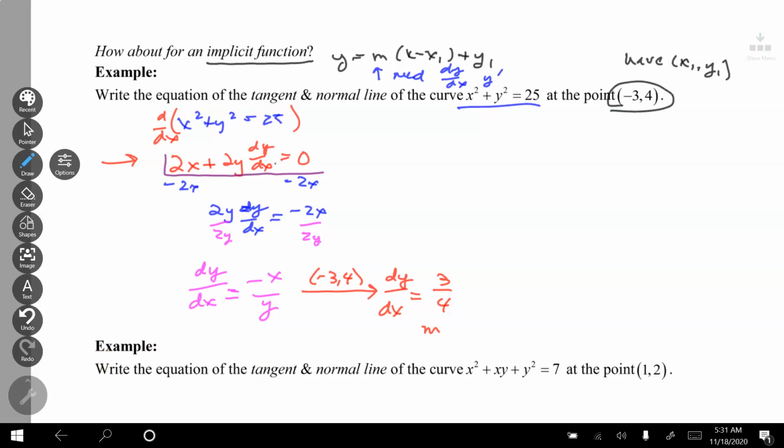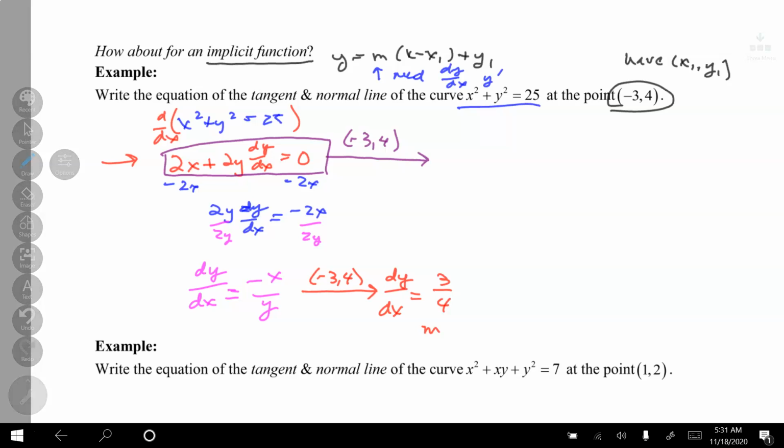I'm going to take this. This is my implicit differentiation. And here I can plug in the points negative 3 and 4 for all the x's and y's, and make my life a whole lot easier because I don't have to deal with all these variables. Again, this example didn't have a lot going on. It was pretty easy to solve for the general derivative of dy over dx. But if I could do this here, I would get negative 6 plus 8 dy over dx is equal to 0.